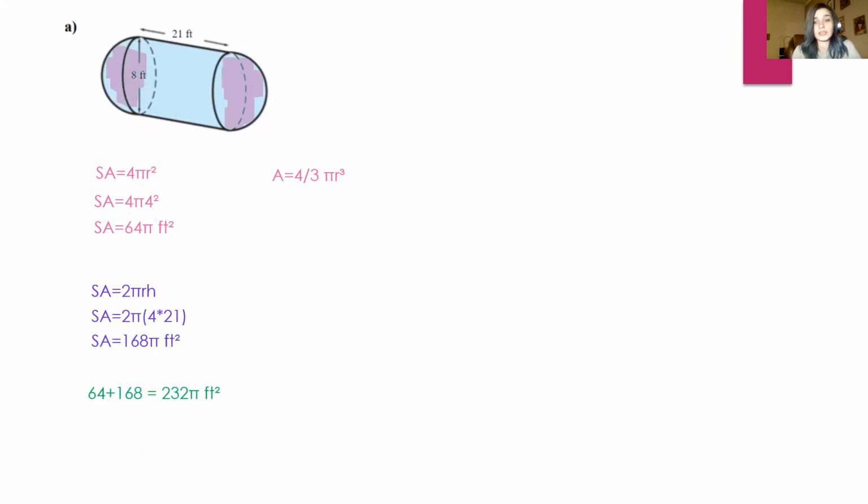Okay, so now we're going to find the volume. The volume of the sphere is 4/3 pi r cubed. When we plug it all in, we get 85.3. Now we're going to find the volume of the cylinder, which is pi r squared times h. And we'll plug it in, and we get 336 feet cubed.